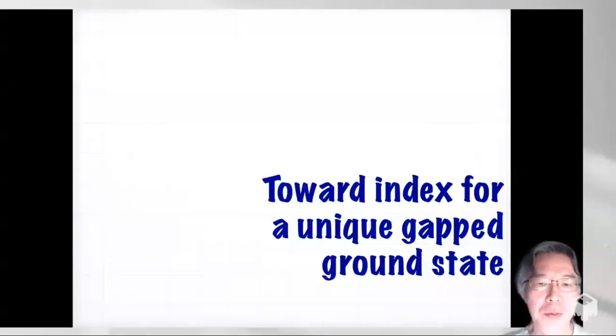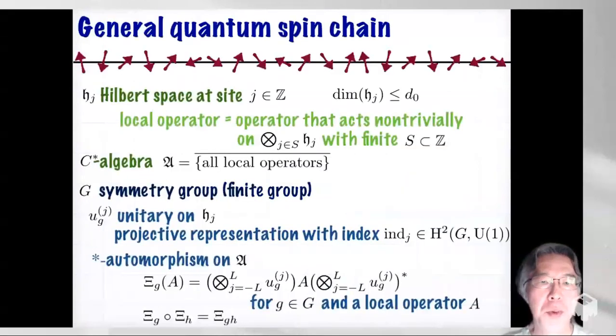Okay, so let me move on to the next task of defining a similar index for a unique gapped ground state of an infinite spin chain. So for this purpose, I want to consider spin systems defined on infinite chains. And here's the general formulation in terms of C-star algebra. So this is a bit mathematical, but don't worry. I just briefly discuss the setting.